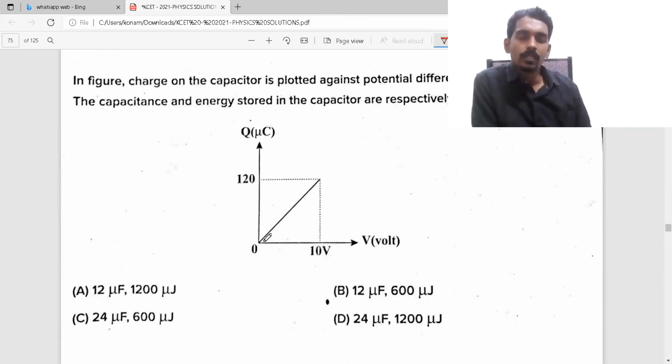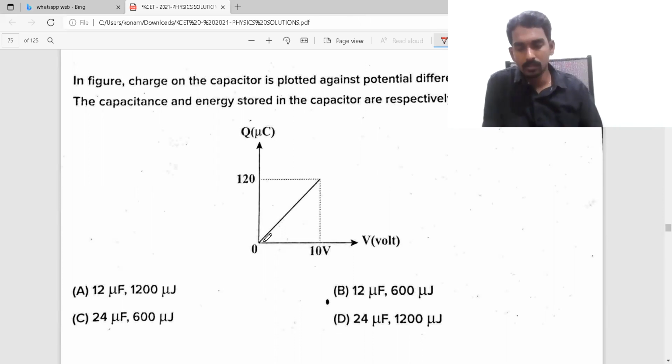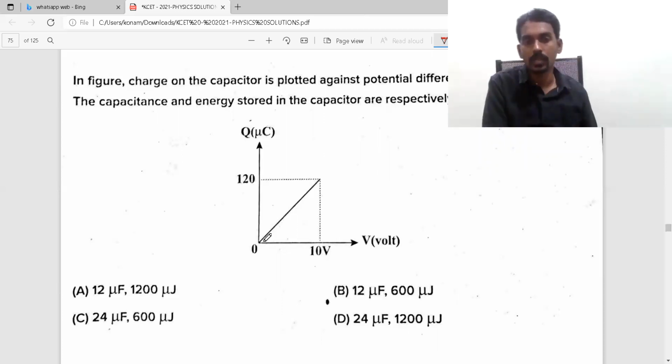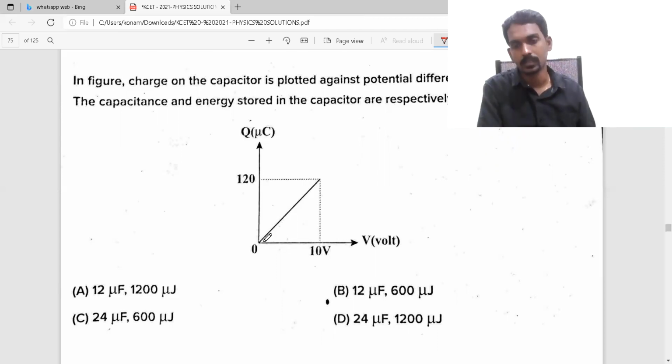But the previous type of question, usually the teacher will do in the classroom. So if you did the combination of capacitors, this question you have definitely attempted. Now in the figure they have given a QV graph. Again they have given a graph, and they are asking for energy stored. Energy stored means half CV square, or half Q square by C, whatever it is. So how will you get the C value?